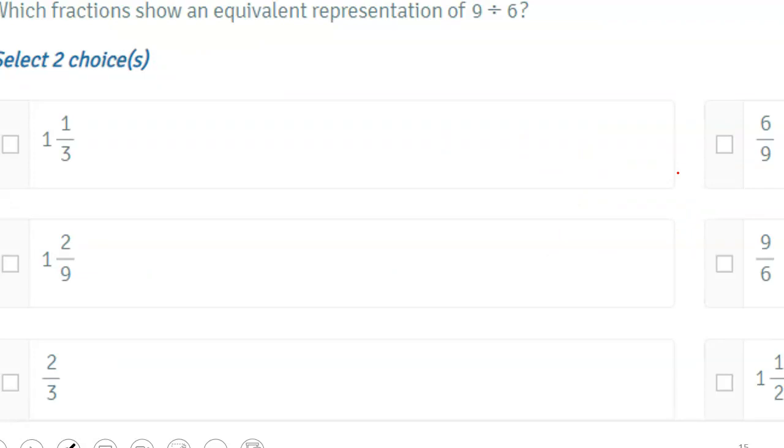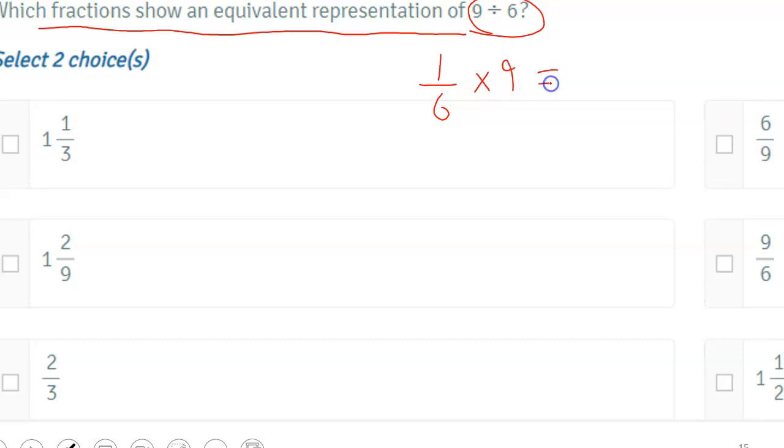Here, look at this example. Which fraction shows equivalent representation of 9 divided by 6? There are 6 answers, but only 2 are correct. So let us use reciprocal. What is the reciprocal of 6? It is 1 over 6 times 9. So 1 times 9 equals 9 over 6. But see, and be careful, you have to ask yourself, can you simplify? Is the numerator greater or not? So 9 is greater than 6. You can make a mixed number. You can write this improper fraction as a mixed number.